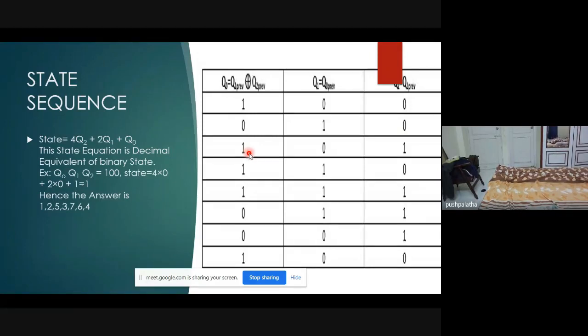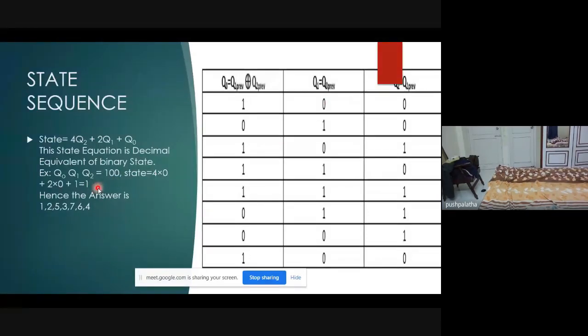Now what will be your previous input of Q1? Here it is 0, and the previous input of Q naught is 1. So you have to keep on going like this. Now you need to find out what the state is. Okay, so in the first example, I have taken Q naught equal to 1, Q1 equal to 0, Q2 equal to 0. So it is 1, 0, 0. You substitute the values, I will get the answer as 1.